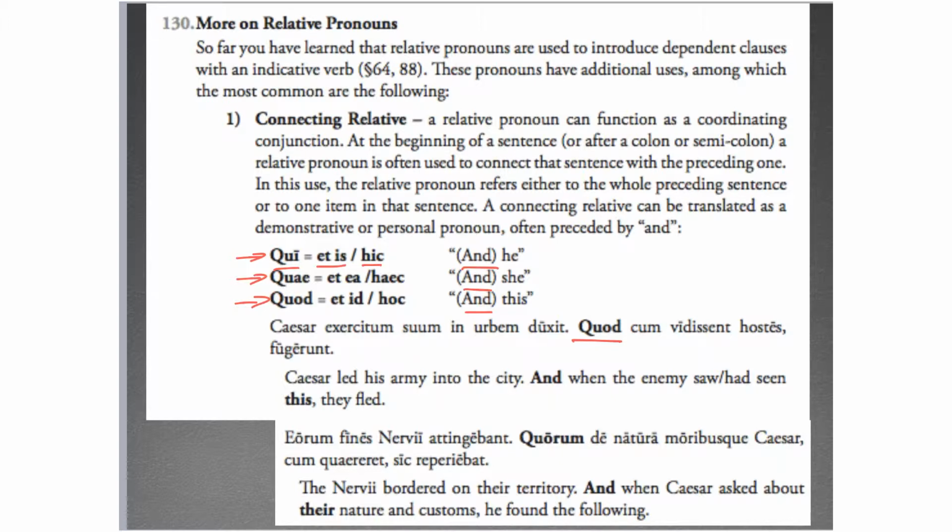So qui equals and this man, or he. Quae, of course the feminine, same thing, equals and this woman, or just this woman, and then, of course, the neuter, et id and hoc. Okay, so there's no real difference in structure. It's just a way you translate the relative pronoun. So again, instead of starting the sentence with a W word in English, you'd start it with just a regular pronoun.